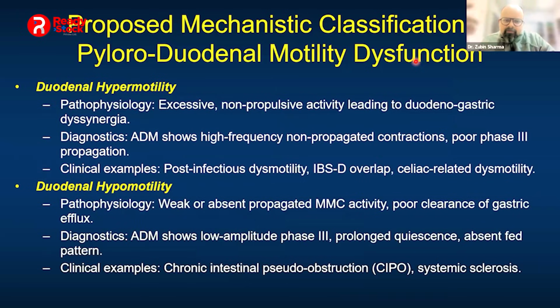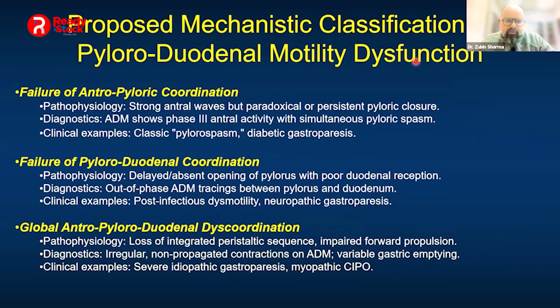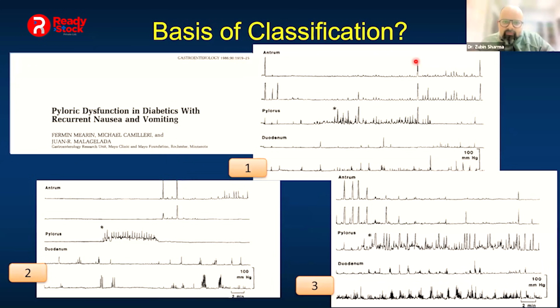Same in the duodenum, hypermotility and hypomotility. And same for the coordination, as a failing of the contractions from the antrum going towards the pylorus as well as downwards into the duodenum. That's the thought process behind this kind of classification. This comes from actually this article in 1986, where Michael Camilleri, who's still active, did a pyloric manometry study for patients with recurrent nausea and vomiting. And he described these three patterns, and that's what we are also thinking of using with the high resolution ones.